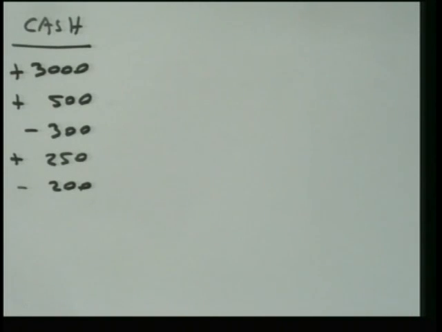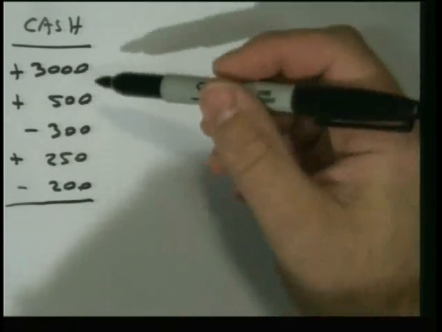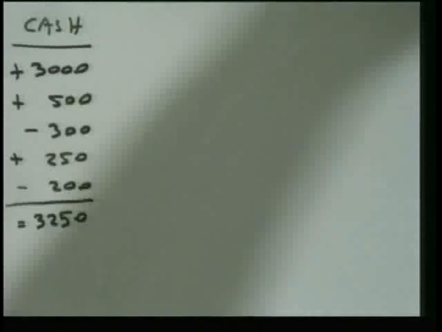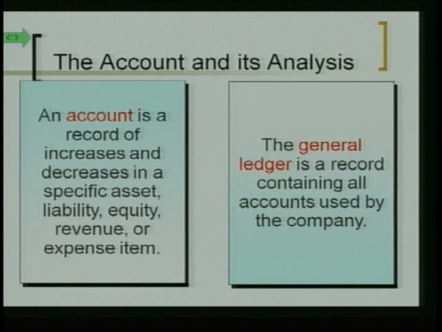But that is an account, and we're recording the increases and decreases in that account, correct? We did that in Chapter 1. And, of course, we could figure out the balance of that account, couldn't we? What is the balance of that account? 3250? I think you're right. Yes. Okay. That is an account. It's a record of increases and decreases, in this case cash, but we could do that for every account, correct?